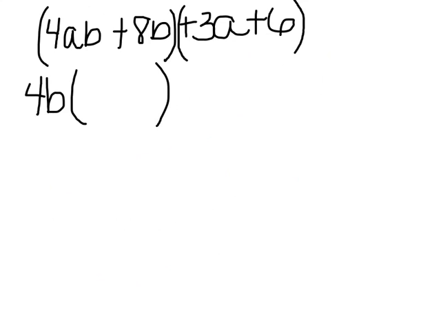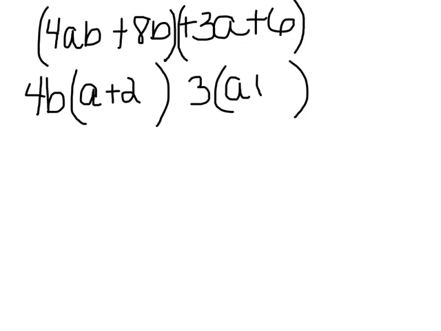4AB divided by 4B would give us A. 8B divided by 4B would give us 2. We'll do the same thing with our second parentheses. 3A and 6 are both divisible by 3. 3A divided by 3 is A, and 6 divided by 3 is 2.